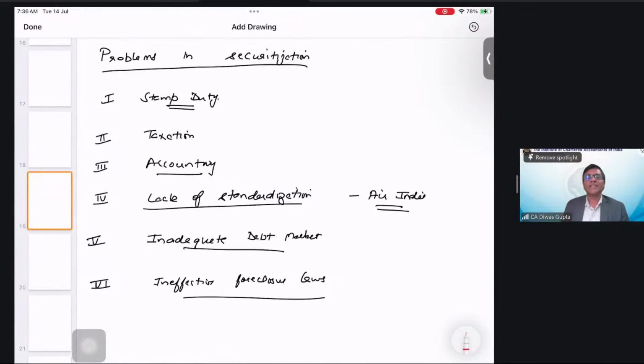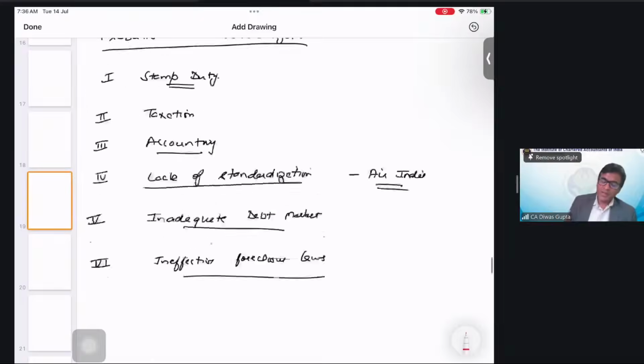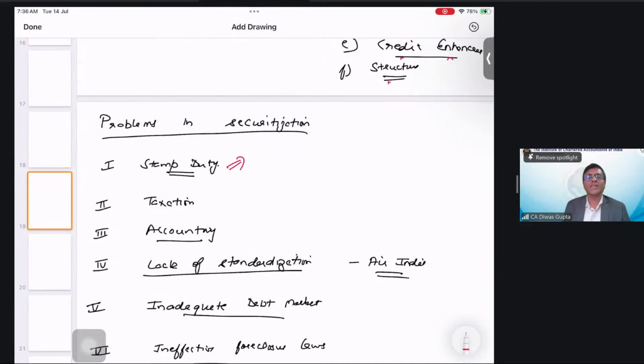Now we have also discussed some of the problems, issues or challenges in securitization. Some of them are stamp duty. Because this is a security, it involves the payment of stamp duty whenever it is issued or whenever it is bought or sold. Second is taxation. The taxation principles are also a bit complex around the securitization process. Third is accounting: whether the loans given by the bank and then converted into a securitization process will appear on the balance sheet of the bank or not will depend on the terms and conditions specified in the contract.